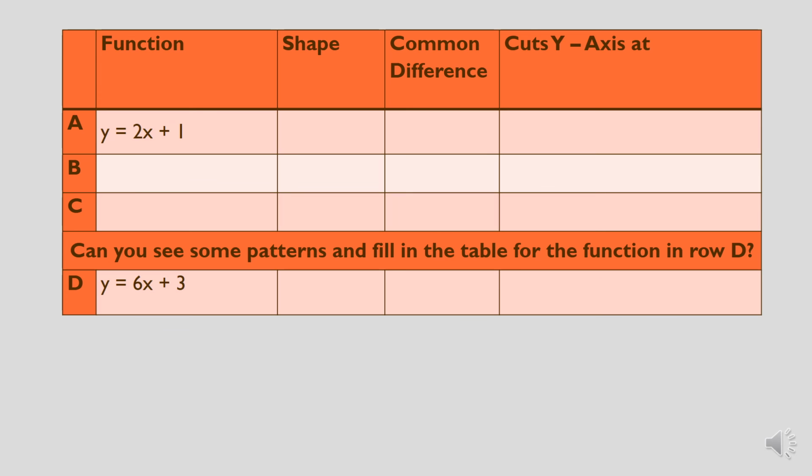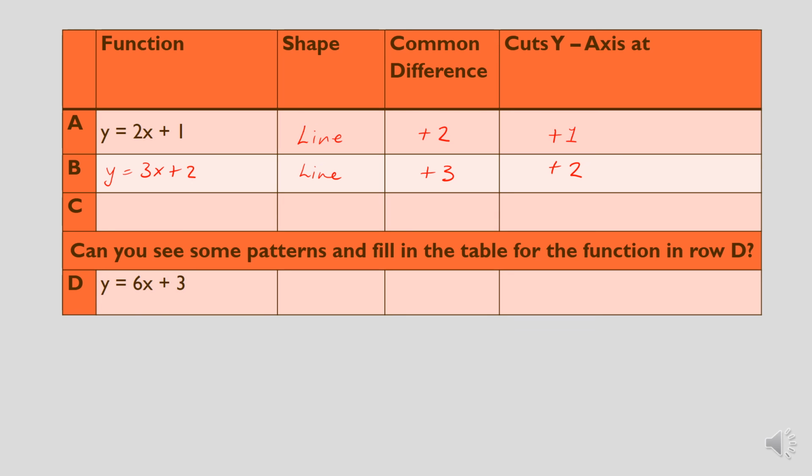So the very first function we looked at was y equals 2x plus 1. What shape was it? We discovered that it made a straight line when we drew it. The common difference was plus 2, and it cut the y-axis at plus 1. Okay, the second function we looked at was 3x plus 2. It was also a line. We saw that the common difference was plus 3, and that it cut the y-axis at plus 2.